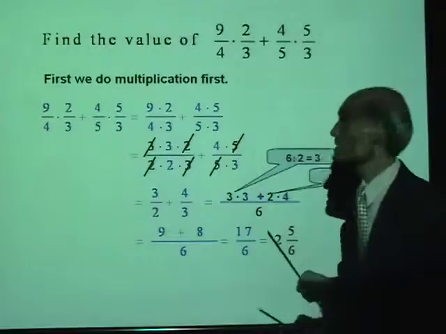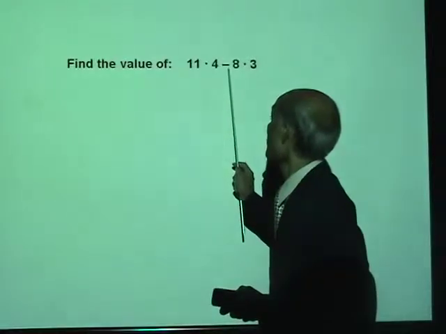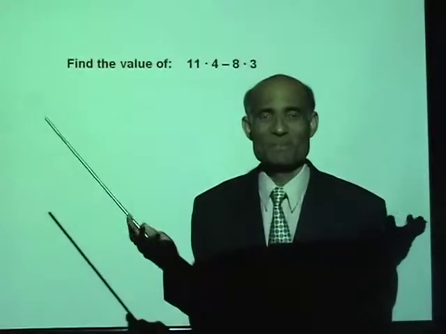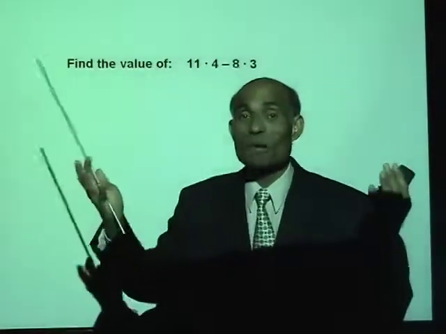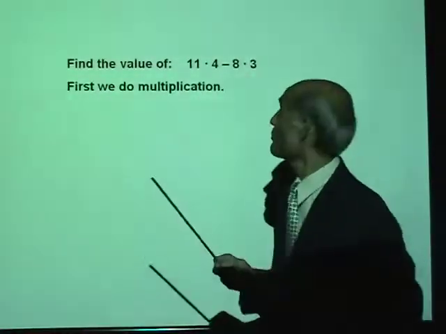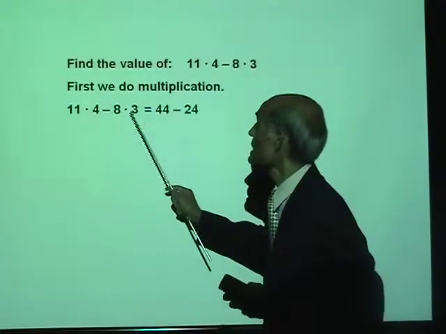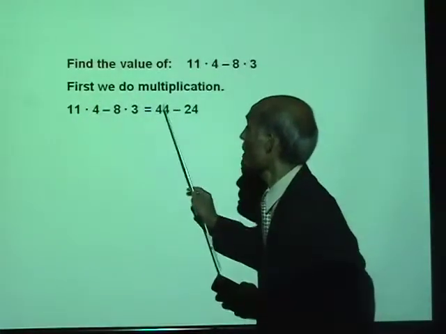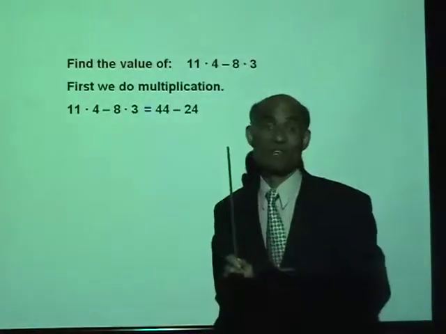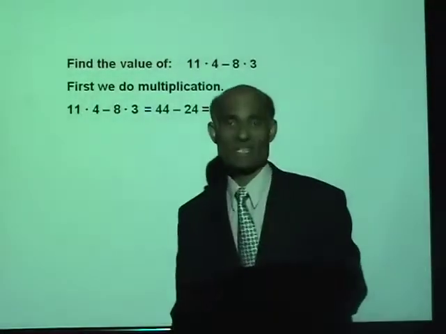Okay? Let's move on. Find the value of 11 times 4 minus 8 times 3. Well, that's very simple now. All we do is do the multiplication first and then do the subtraction. 11 times 4 is 44, minus 8 times 3 is 24. So it is now 44 minus 24, that is equal to 20.